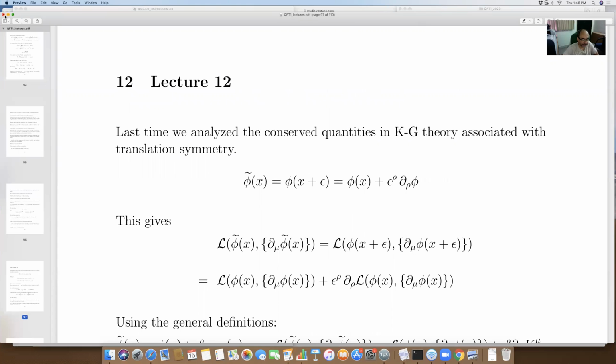Let me remind you what we did last time. We are analyzing the conserved quantities in the Klein-Gordon field, and we considered the conserved quantities associated with translation symmetry. Translation symmetry, let me remind you, takes this form for infinitesimal translation. Phi tilde of x, the transformed field, is phi of x plus epsilon. Because we are working to first order in epsilon, we expanded it in a Taylor series in epsilon and wrote it this way. Here, because rho is a Lorentz index that gets repeated twice, a sum over rho is implied, so rho is summed over from 0, 1, 2, 3. These epsilon rho are 4 parameters describing time translation and the space translations.